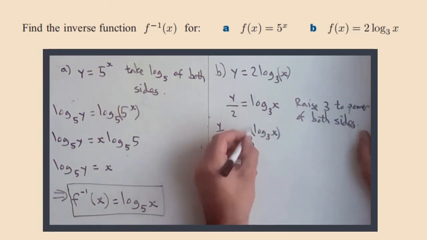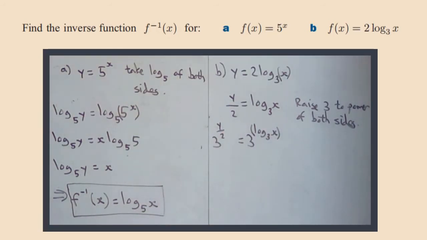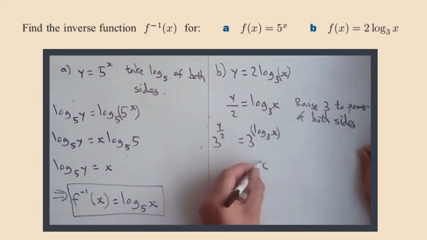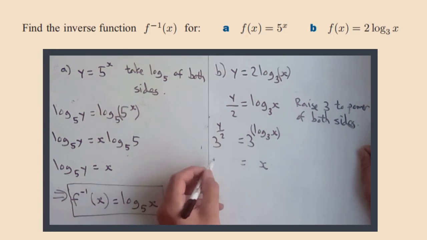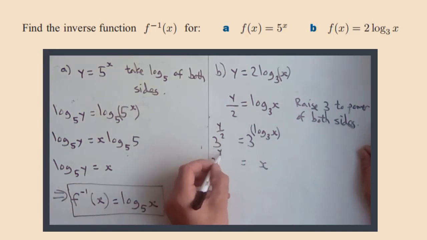Now, I'll say it again. This right hand side, log base 3 of x, is the power that you must raise 3 to in order to get x. So if I take a 3 and I raise it to that very power, I will end up on x. So the right hand side is x. x equals 3 to the power y over 2.